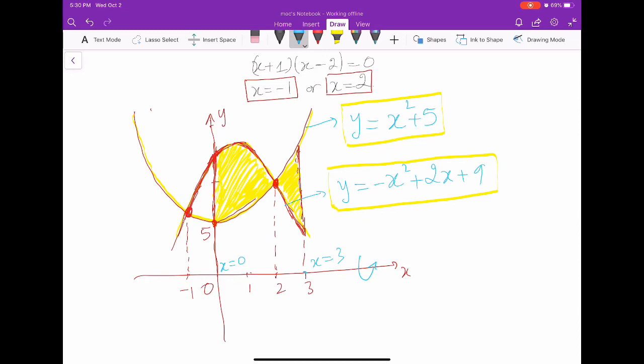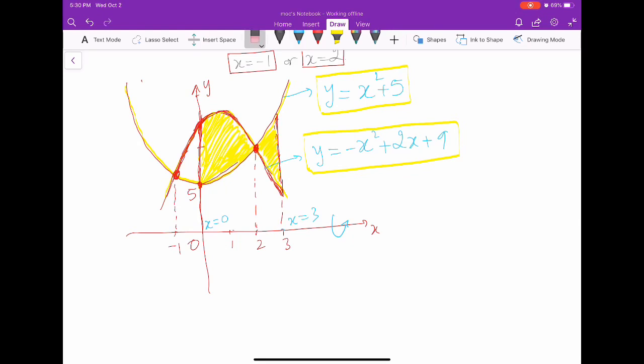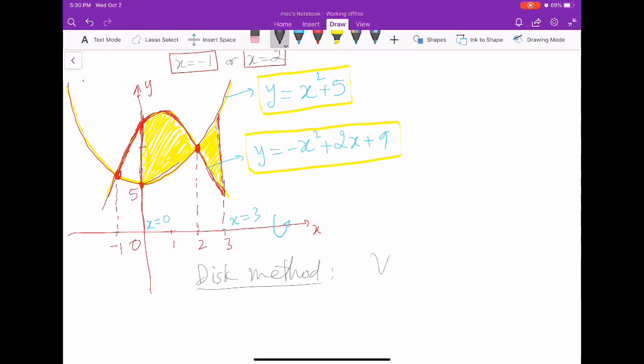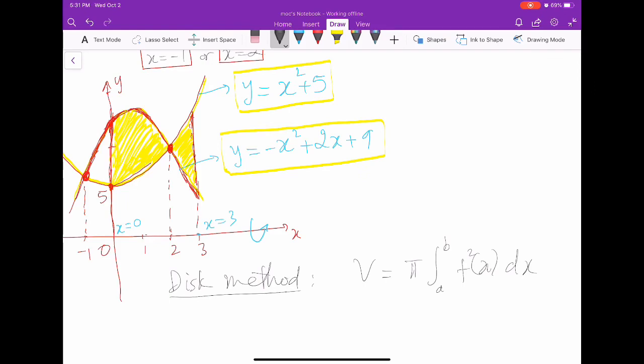The situation is a little bit more general than this method. Let me tell you this. What is the formula of this method? For the disk method, we had the formula volume is equal to, if you have only one function, pi integral from a to b of f squared of x dx. But in this situation, we have two functions, f and g. Suppose this is your f of x and this is your g of x.